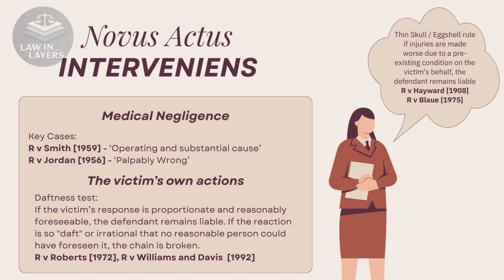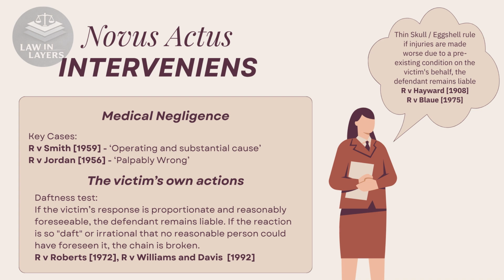There are generally 2 types: medical negligence and the victim's own actions. When it comes to medical negligence, the courts are reluctant to find that it constitutes a new intervening act. This was demonstrated in R v Smith, where the court held that if the original injuries remain the operating and substantial cause of death, the defendant will still be held liable, regardless of any medical negligence.